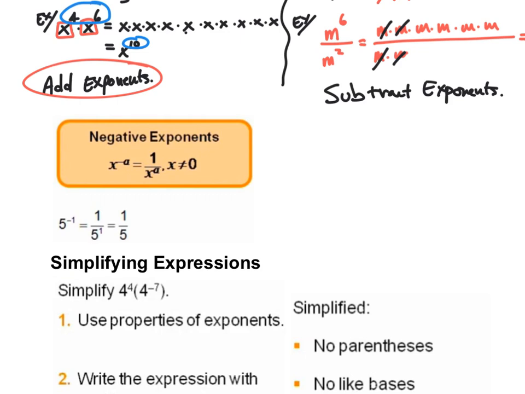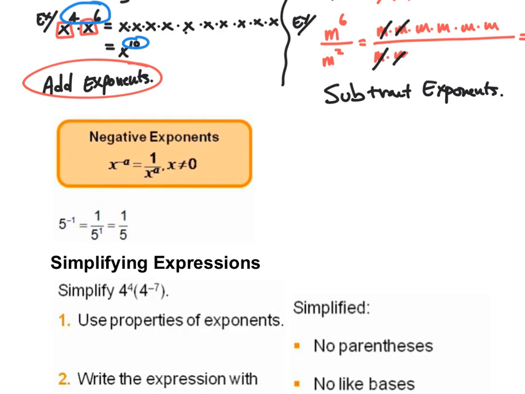All right, so that's all I've got right now. The same thing here. An example of that would be 5 to the negative 1. That's equal to 1 over 5 to the 1st, which is equal to 1/5.